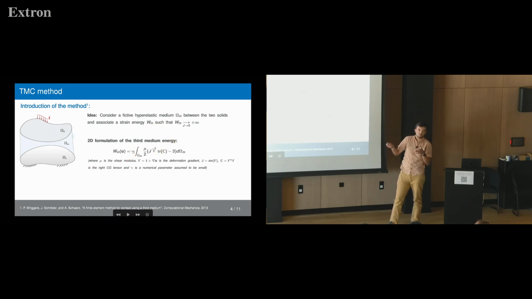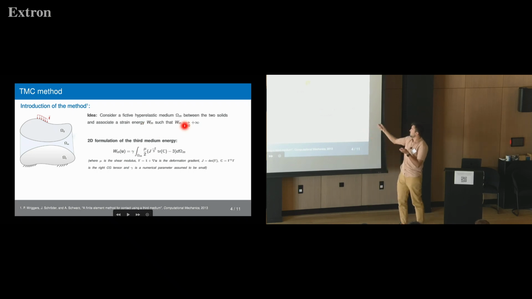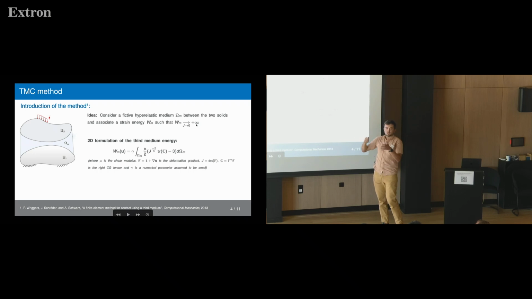This formulation has two main properties. The first property is that it ensures the non-penetration condition, because when the two bodies come into contact, we will have a highly compressed element in the third medium, and so G will go to 0, and the energy will go to infinity. At the same time, the negligibility of the effect of this energy on the solution is ensured by a very small factor gamma that we position in front of the term.